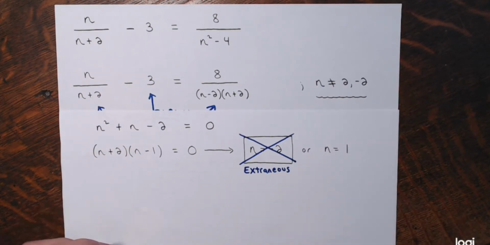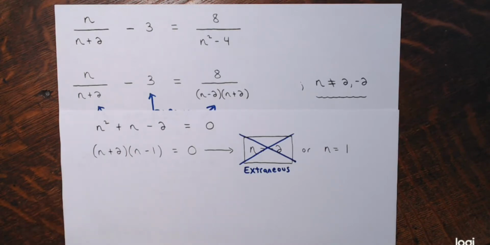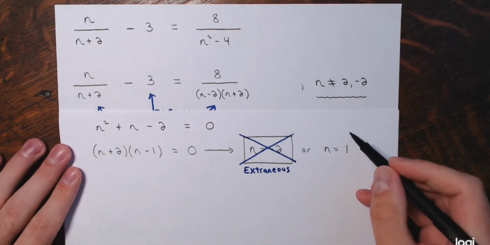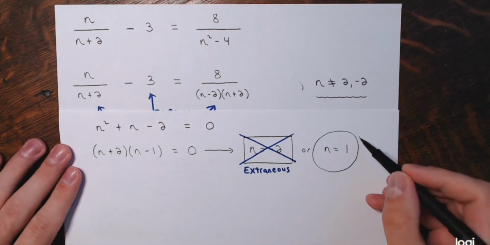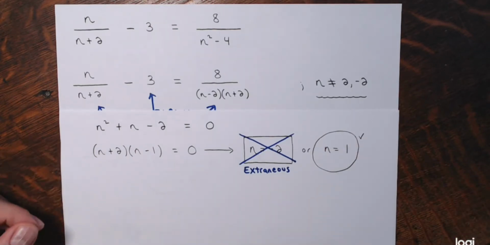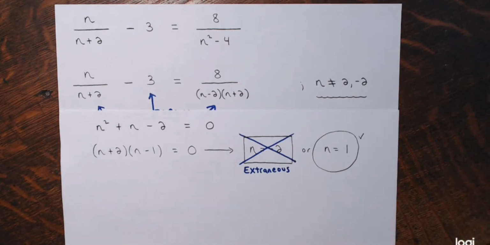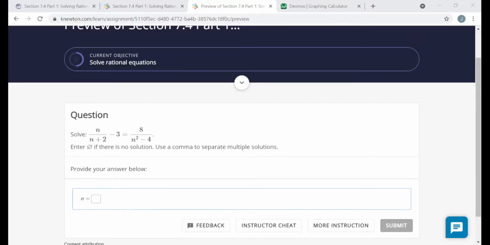Alright, it's a solution you found that really isn't a solution. It's extra. It's not working, not necessary, extraneous, superfluous, however you want to say that. But this solution's fine. And again, you could check it back in the original equation. 1/3 minus 3 would be negative 8/3. This does work. So after all that, the only one that works is n equals 1.